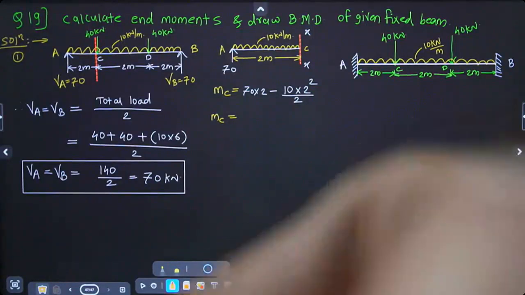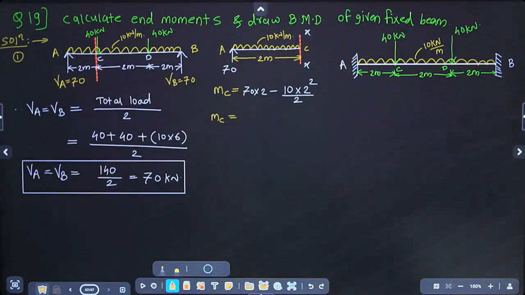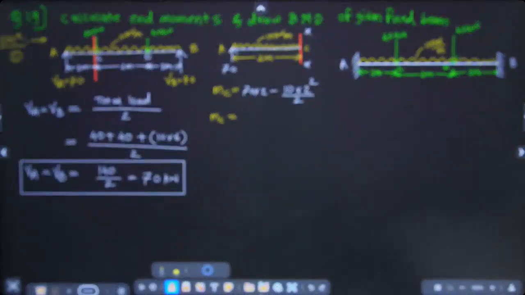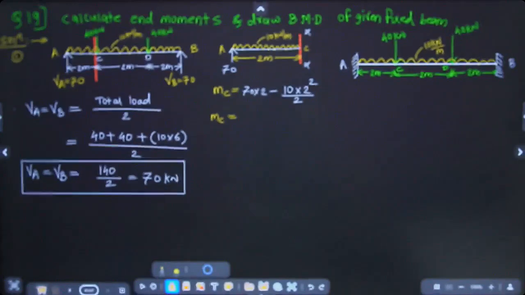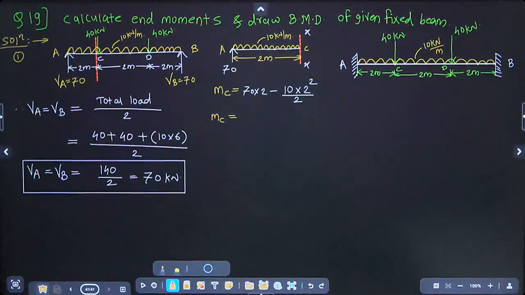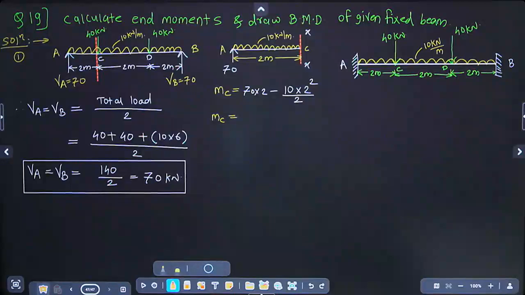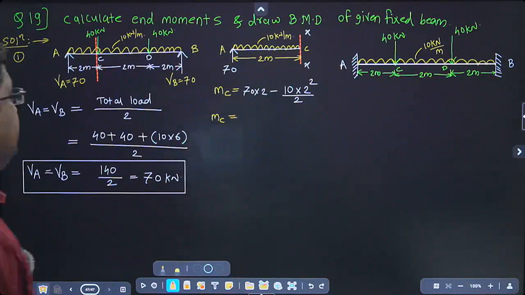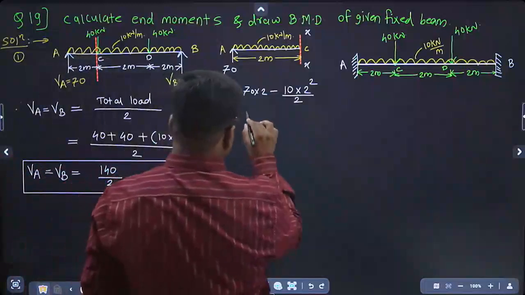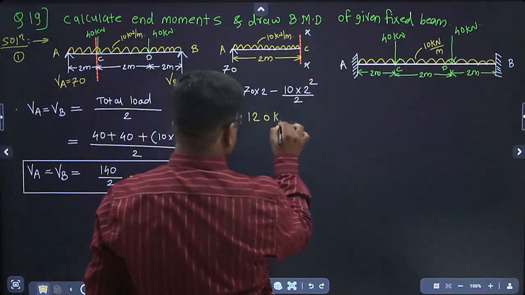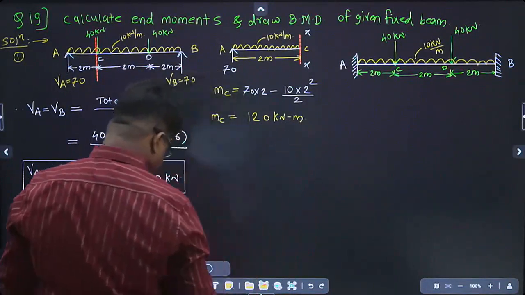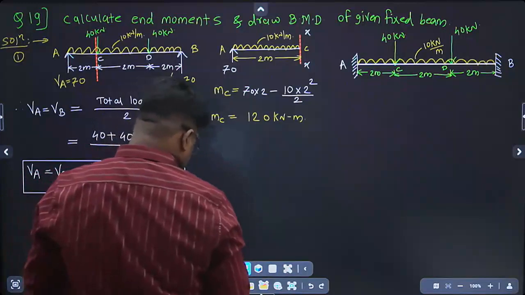Answer is 120 kilonewton meter. Correct answers: Mandar, Sanjana, Monica, and Sonal. 120 kilonewton meter is the answer. Correct. Clear? How to calculate?